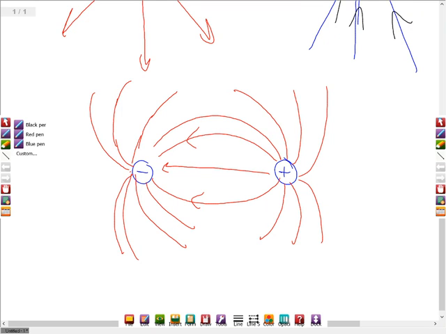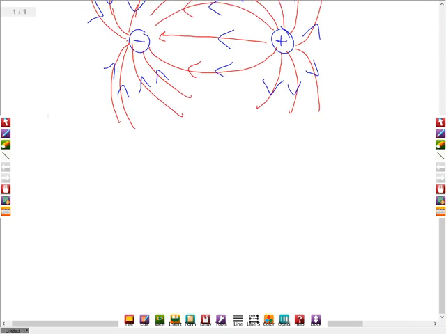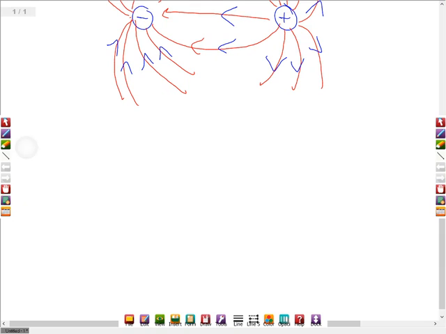Let me just use a different color. Blue. The lines go out of the positive toward the negative. I'm going to erase it after you finish it. I want to give you two charges: one negative and the other negative. Use red color.